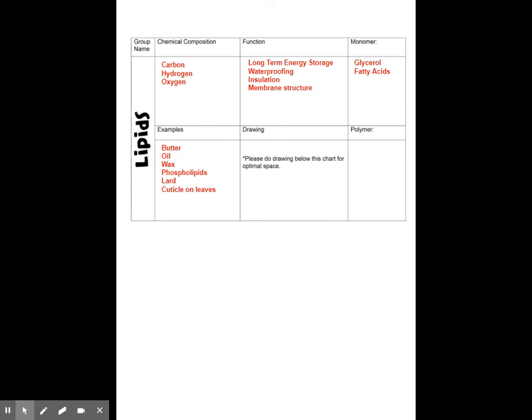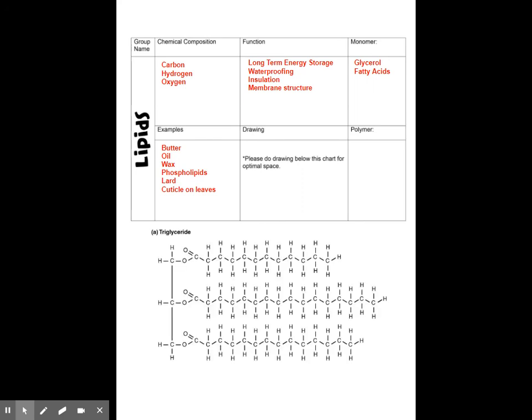Some examples of lipids are butter, oil, wax. Phospholipids, that's what makes up our membrane structure, so you could draw an arrow there. Lard, which is a type of animal fat. Cuticles on the leaves. If you ever look at water, like when you water your plants at home and the water runs off the leaves, that's because there's a waxy layer on the leaves that's protecting them. And then our drawing, you can see the glycerol is on the left-hand side, and then you have their 3 fatty acid chains. And our polymer, we simply call them lipid chains to identify them that way.